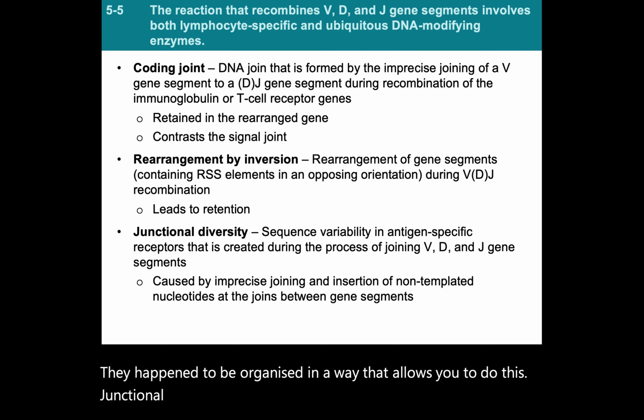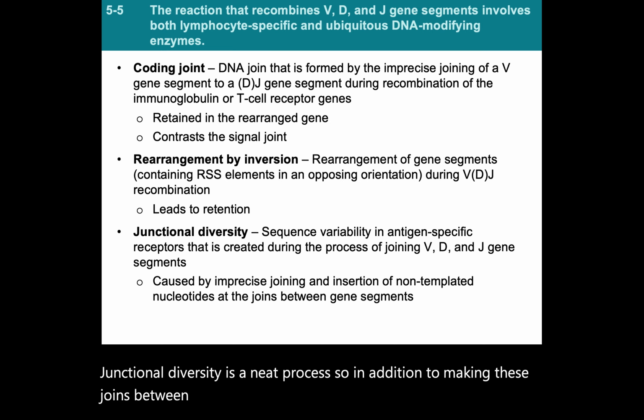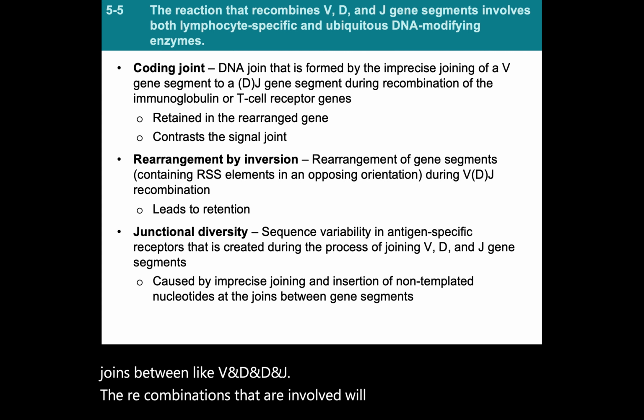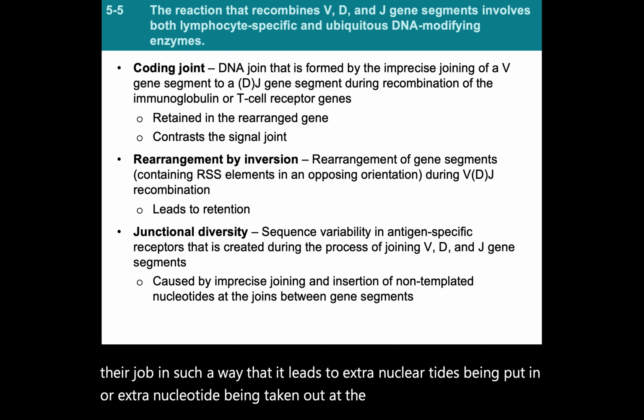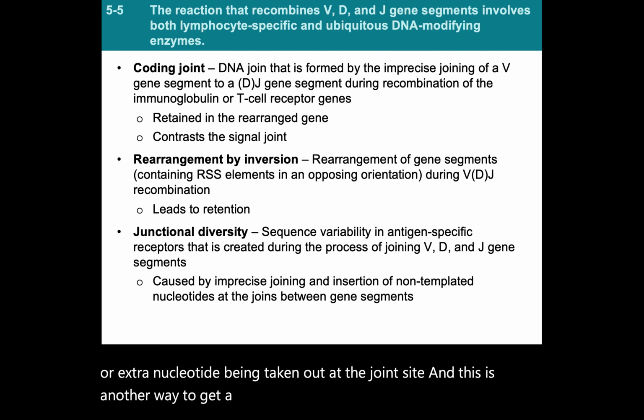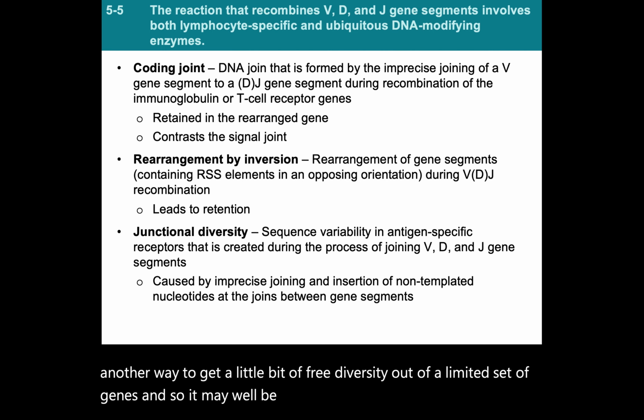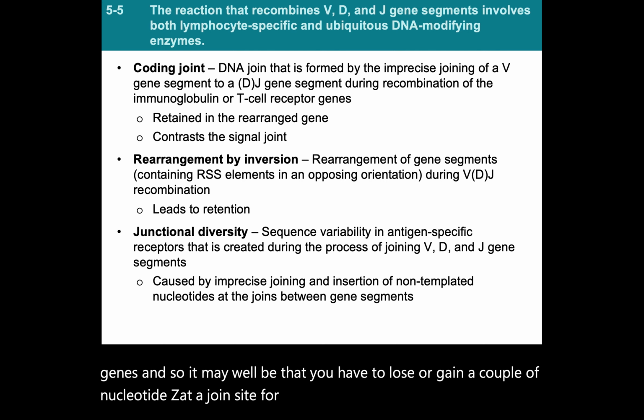Junctional diversity is a neat process. In addition to making these joins between V and D and D and J, the recombinases that are involved will sometimes do their job in such a way that it leads to extra nucleotides being put in or extra nucleotides being taken out at the join site. And this is another way to get a little bit of free diversity out of a limited set of genes. And so it may well be that you have to lose or gain a couple of nucleotides at a join site in order to make the best possible antibody to a particular antigen.